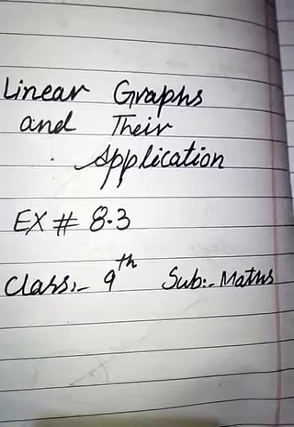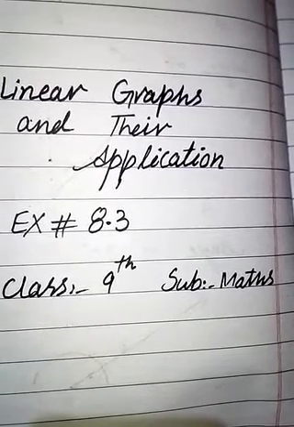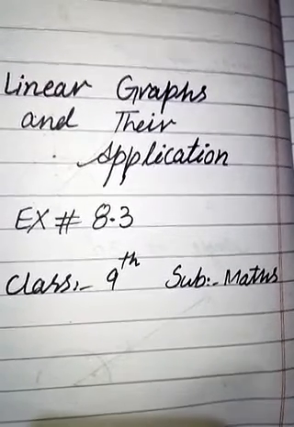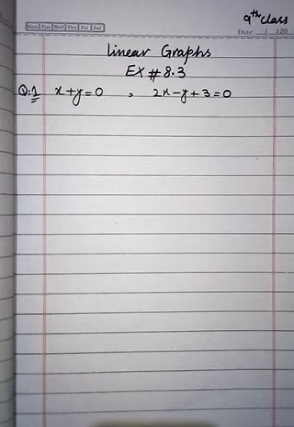Exercise 8.3, class 9, subject math. In this lecture, we have to learn how we can construct the linear graph. Now, linear means the power or exponent of variable equals to 1. That is known as linear.